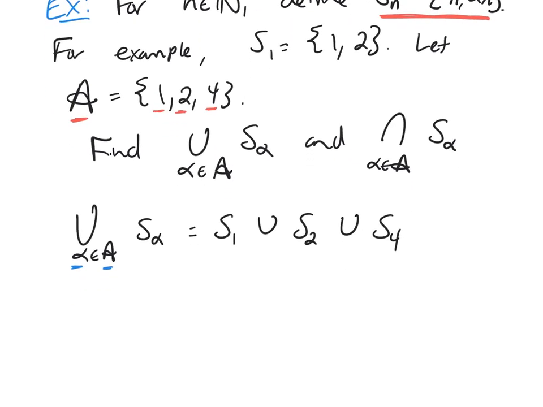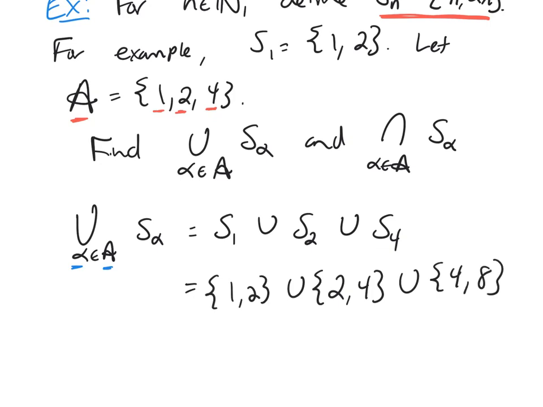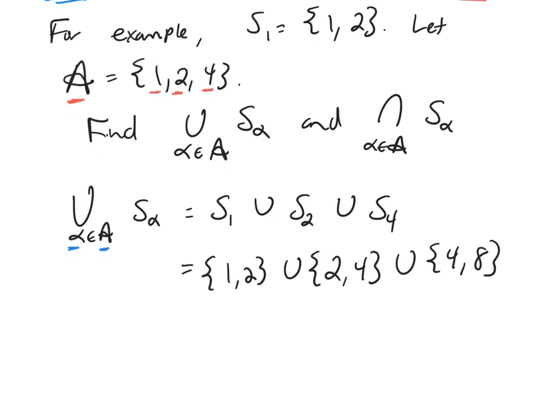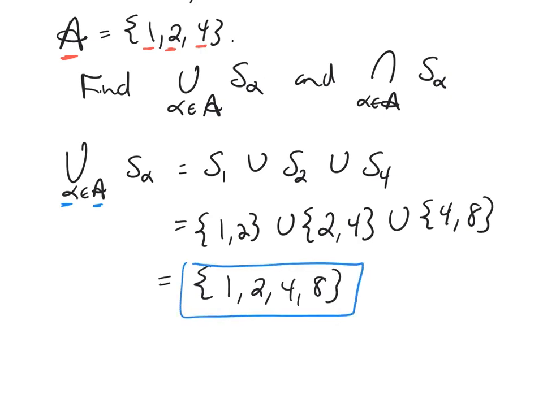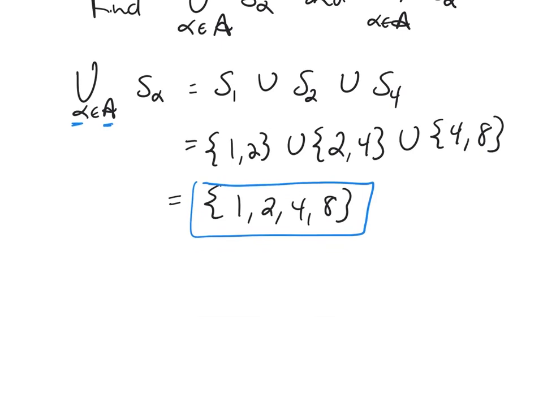So now I go back to my definition of these sets, Sn. The first set we wrote before was 1, 2. And then S2 would be 2, 4. And S4 would be 4, 8. And you're taking the union of those three sets, so it'll just be 1, 2, 4, and 8. And there's my union.